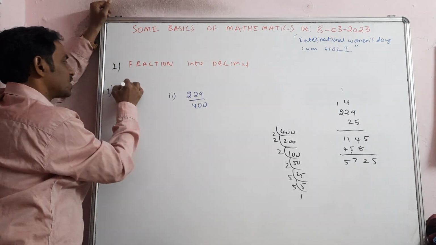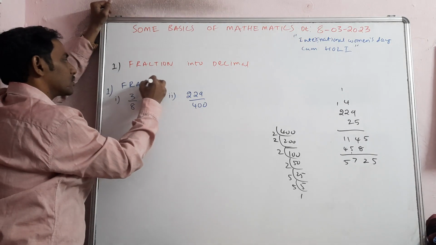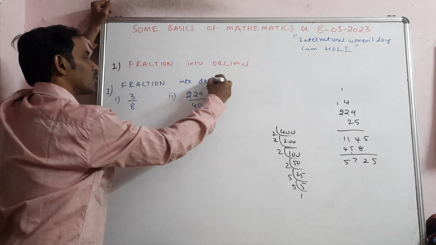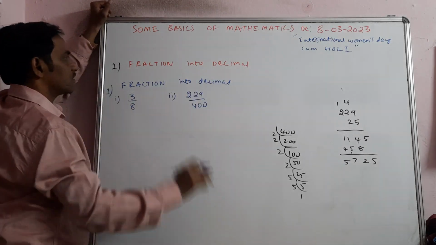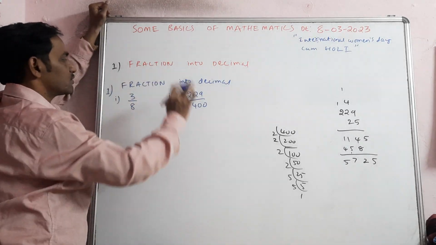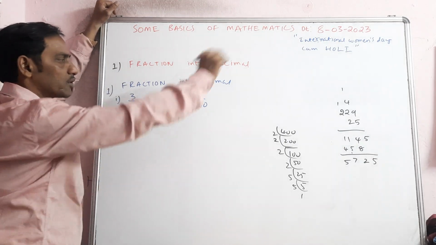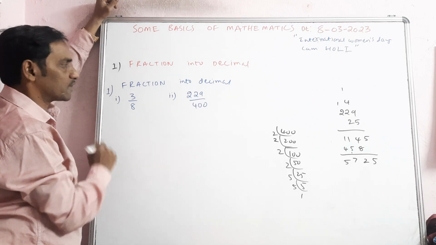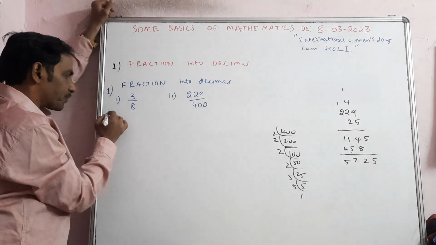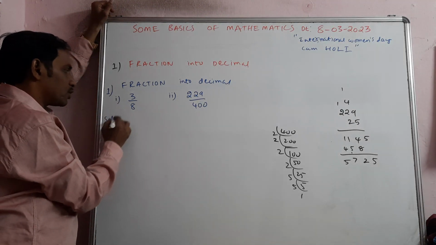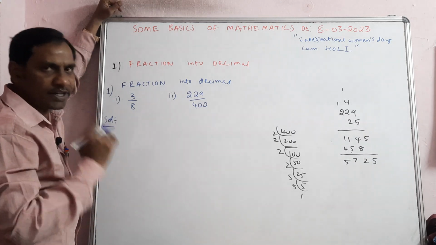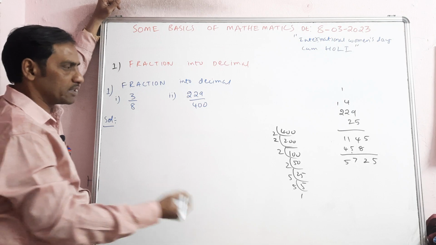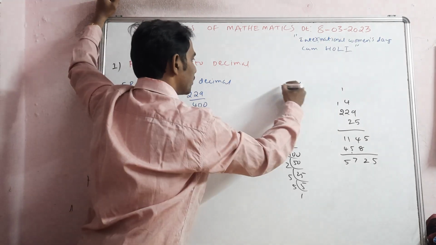Fraction into decimal, this is the first topic. Again, I wrote the question. We have two questions. Let us convert this fraction into decimal. First of all, to convert 3 by 8, instead of dividing directly, you can also get it by dividing 3 with 8.